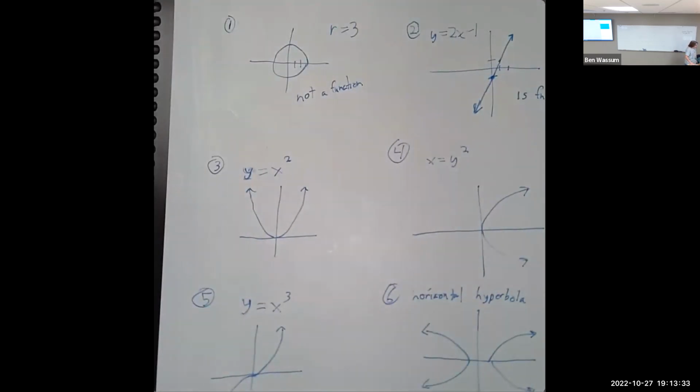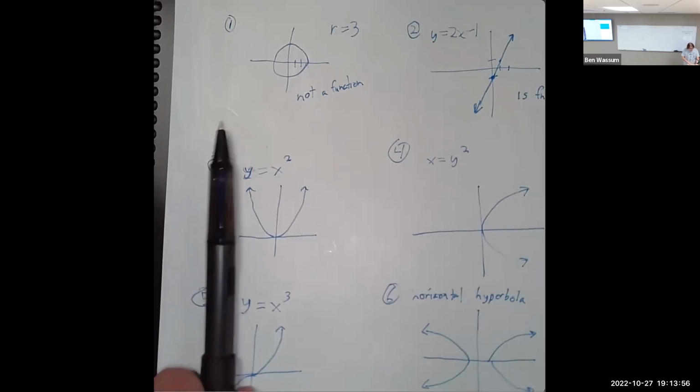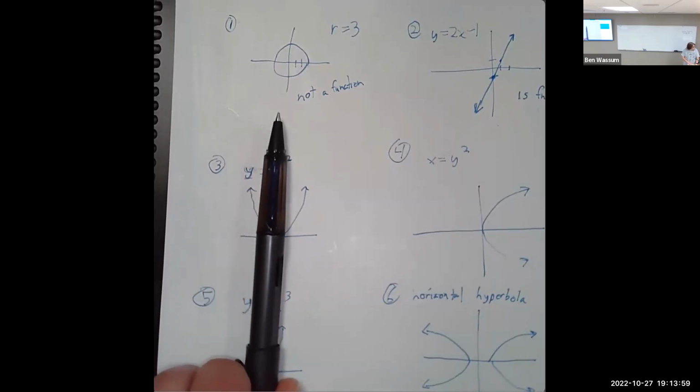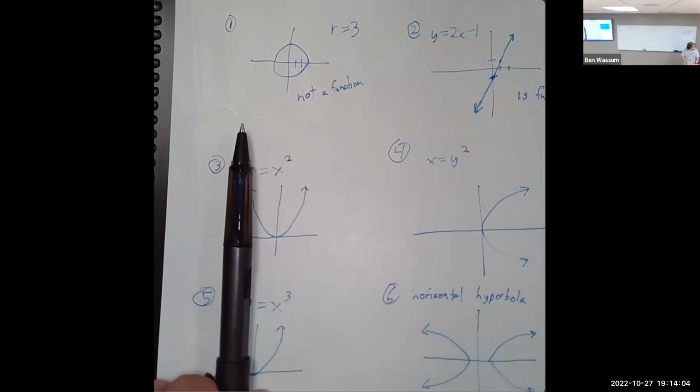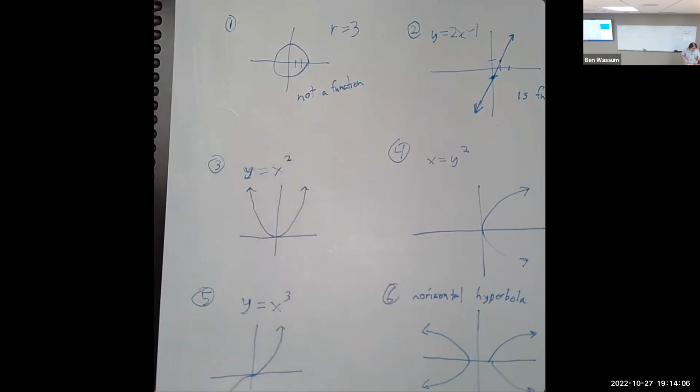Y equals x squared, number 3. We have that sort of thing. It's like a U that goes up forever in both directions. There's a parabola. So something like that. Is that a function? Yeah, right? Because of the vertical line test, it only passes through that curve once at any vertical line.